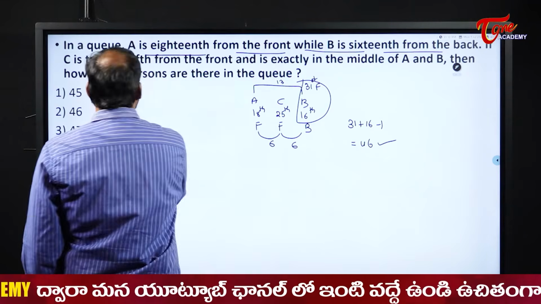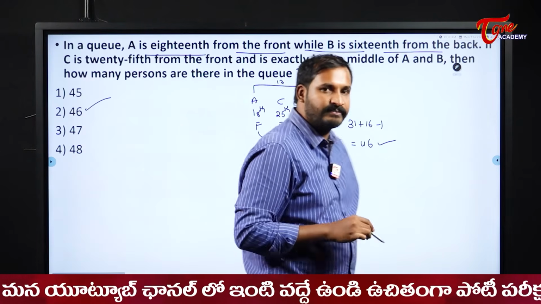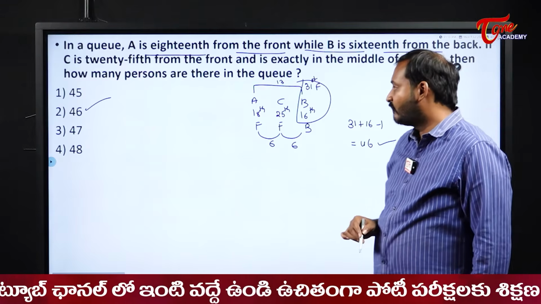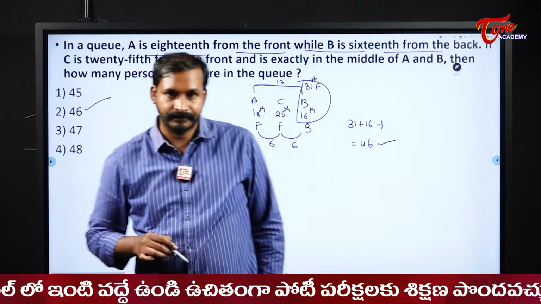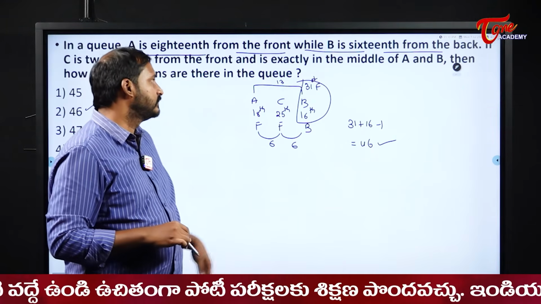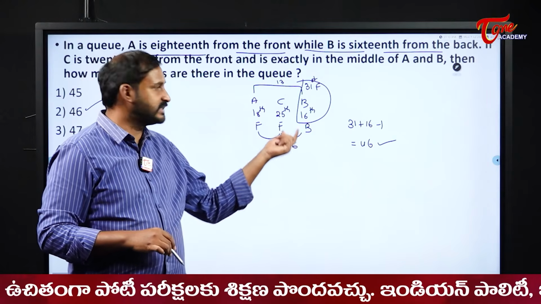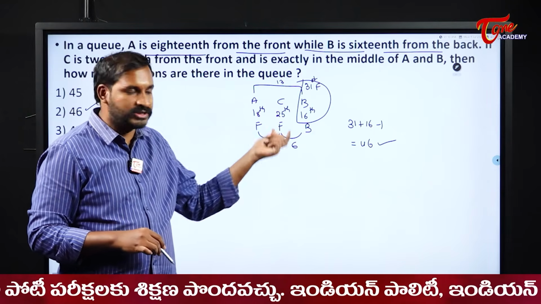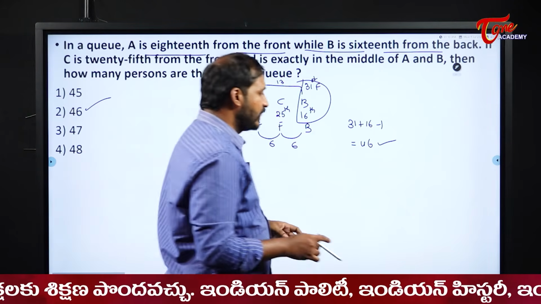So total how many persons are there in the queue? 46 persons are there in that queue. Okay. See how I have written 13 here, 6, 6 and C is also there, right? So I should include C also here. Right. Next one.